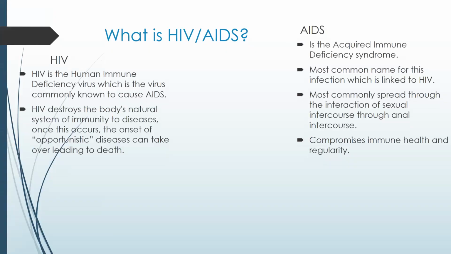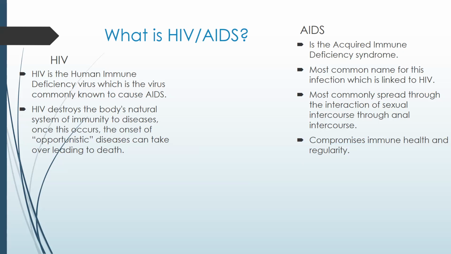First off, we'd like to start by defining and learning what exactly HIV and AIDS are. HIV is the human immunodeficiency virus, which is the virus commonly known to cause AIDS. HIV destroys the body's natural system of immunity to diseases. Once this occurs, the onset of opportunistic diseases can take over, which can lead to death.